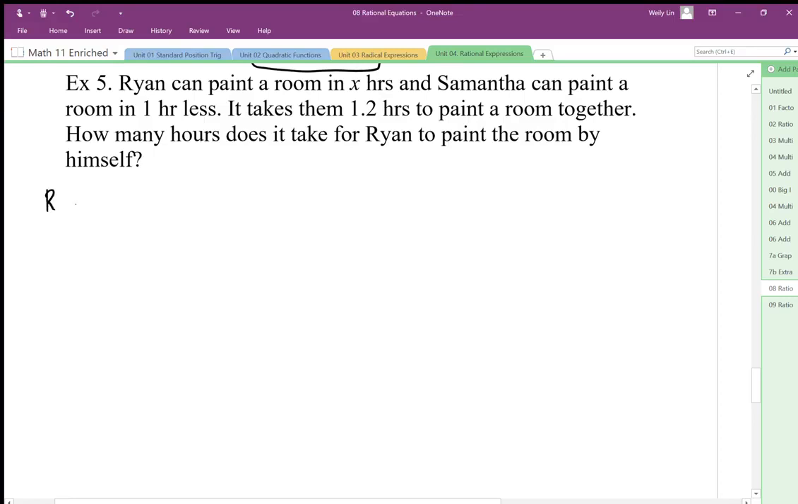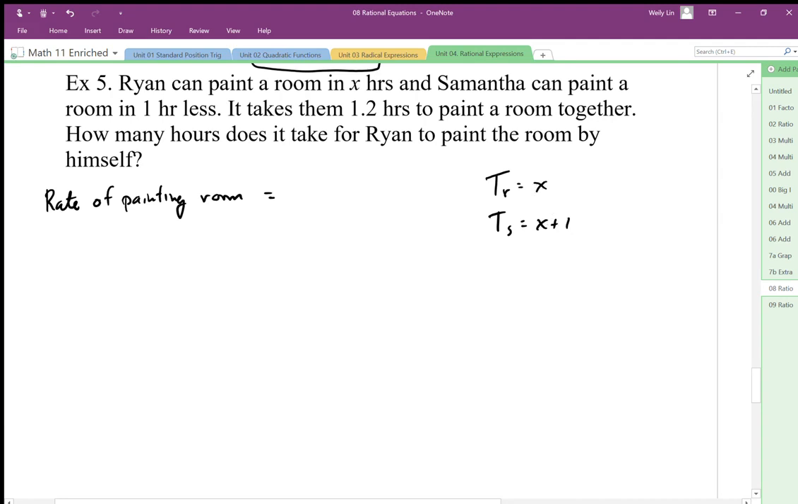So the rate of painting a room. That's what we want. So we're just going to put some information here. The time for Ryan is X. The time for Samantha is X plus 1. Now, how do we get the time together would be 1.2 hours? So we can't just say X plus 1 equals 1.2 hours.